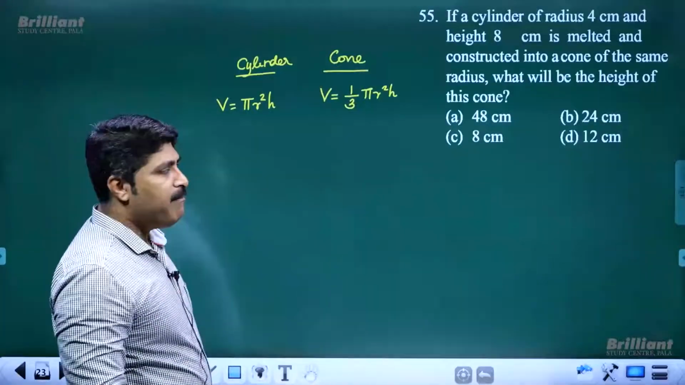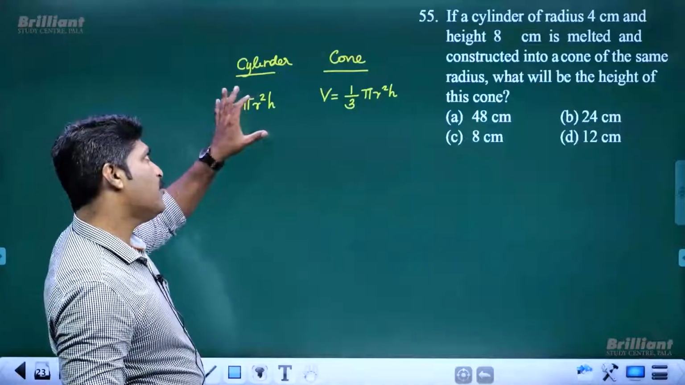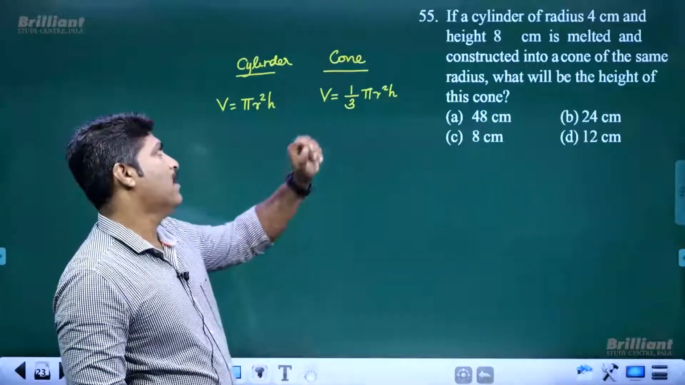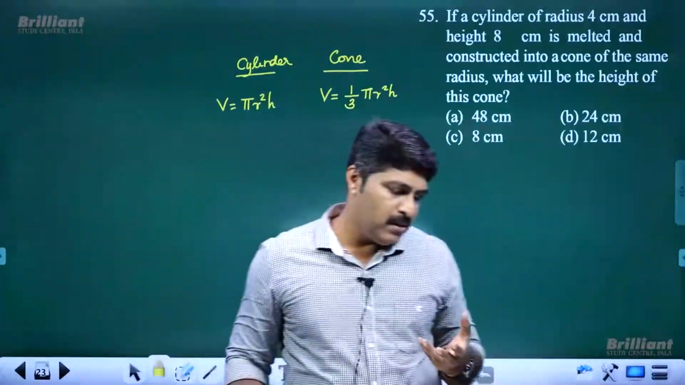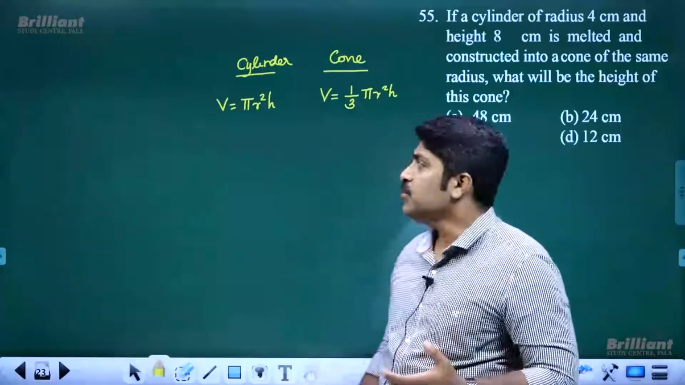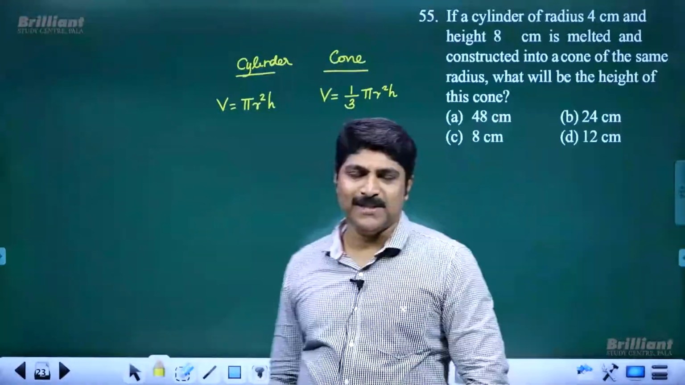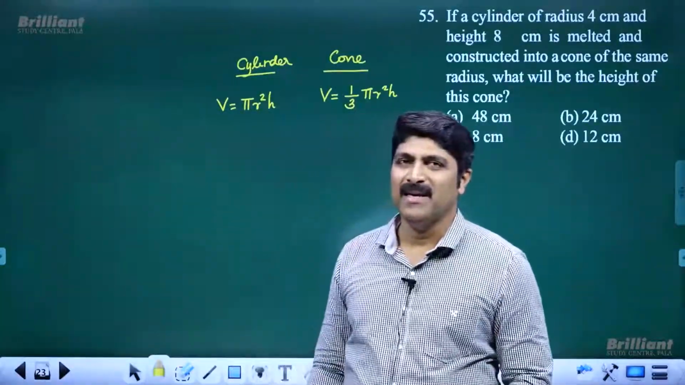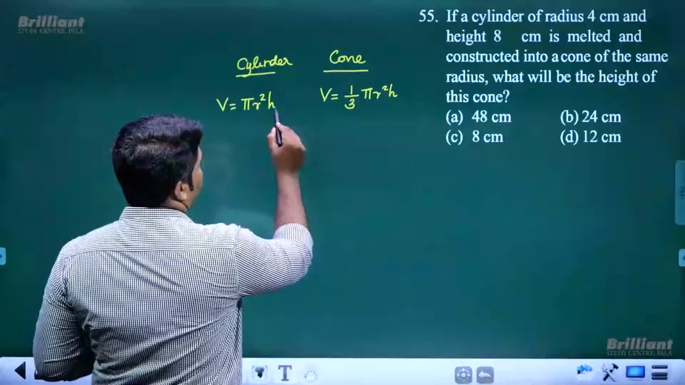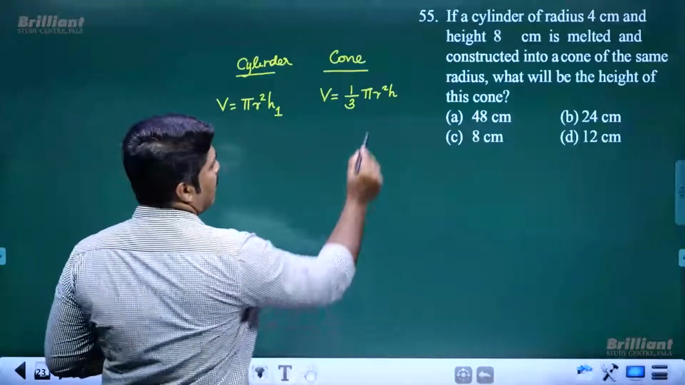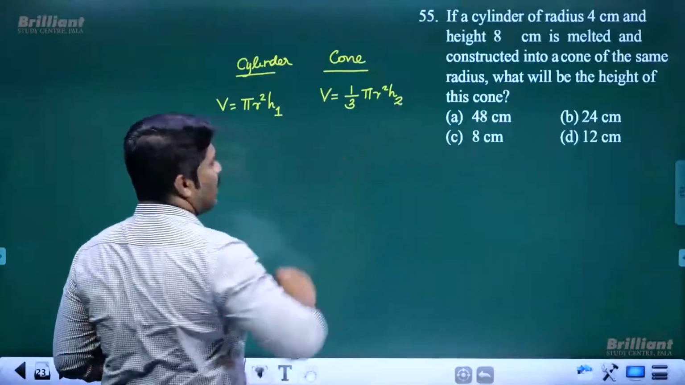When we melt the cylinder to make a cone with the same radius, actually, what's the operation doing out there? That means we have to equate those two volumes. So that's the process here. Only the difference is in the heights. Therefore, this height we can consider as H1. This is H2. Got it?